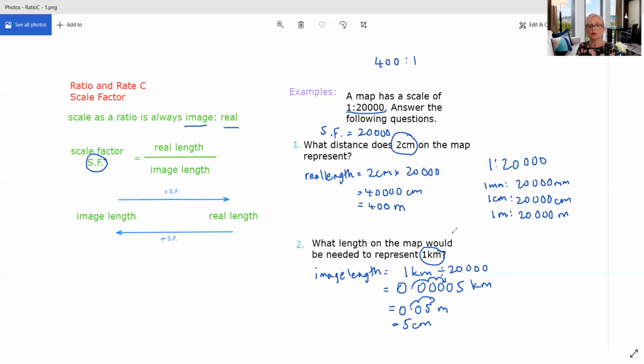Okay, so you want to always give your answers in an appropriate unit. But as far as actually getting there is concerned, to go from an image to the real, you multiply by your scale factor, and to go from your real length to your image, you're going to divide by your scale factor.